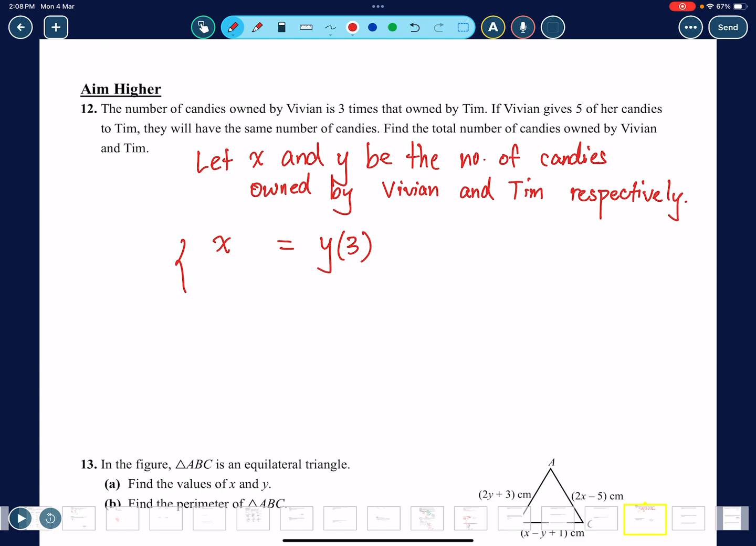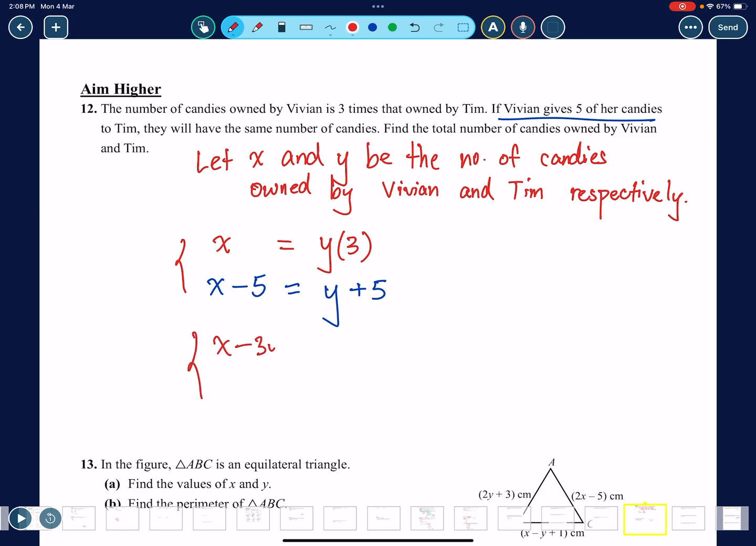Now, the other sentence: if Vivian gives 5 of her candies to Tim, then Tim is going to get 5 more, right? Makes sense? But a lot of you will forget that Vivian also subtracts by 5 because she gave it to Tim. So it's actually minus 5 on Vivian's side and adding 5 on Tim's side. These are your two equations. Just put them in the right form for your calculator.